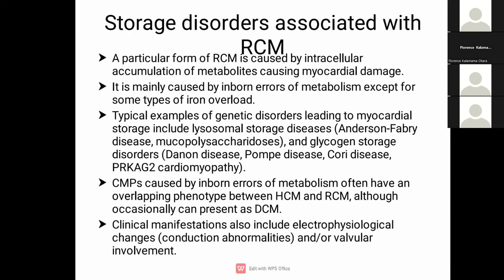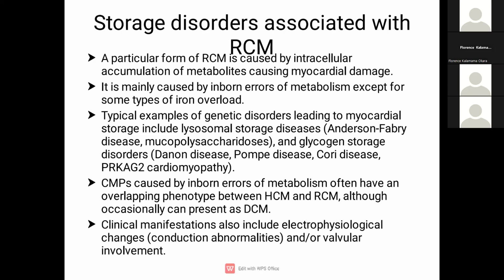Now, we also have the storage disorders associated with restrictive cardiomyopathy. This is a particular form of restrictive cardiomyopathy caused by intracellular accumulation of metabolites causing myocardial damage, and is mainly caused by inborn errors of metabolism, except for some other types of iron overload. Some examples of storage disease include lysosomal storage disease, Anderson-Fabry disease, mucopolysaccharidosis, and glycogen storage diseases like Danon disease, Pompe disease, Forbes-Cori disease, and then PRKAG2 cardiomyopathy.